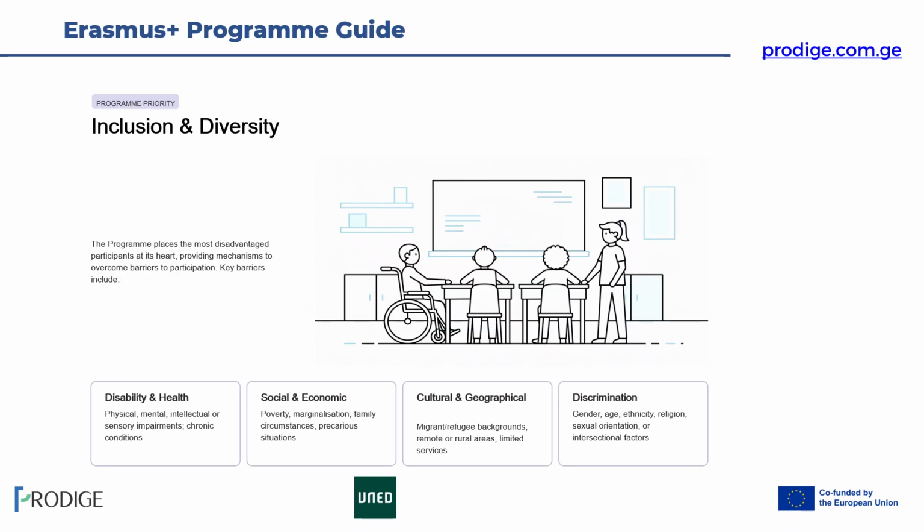Inclusion is at the heart of Erasmus+. The program provides specific mechanisms and resources to support disadvantaged participants. Organizations must adopt an inclusive approach to ensure their projects are accessible to a diverse range of people. The goal is to overcome barriers that prevent full participation in society.